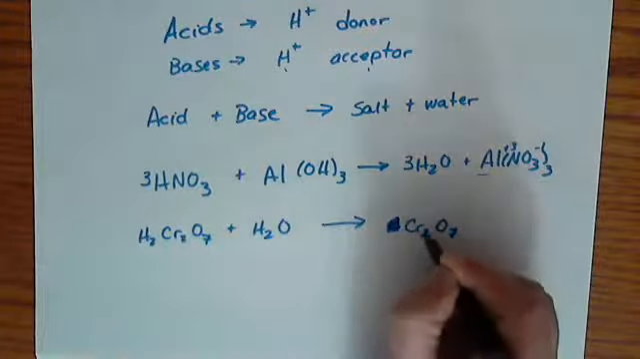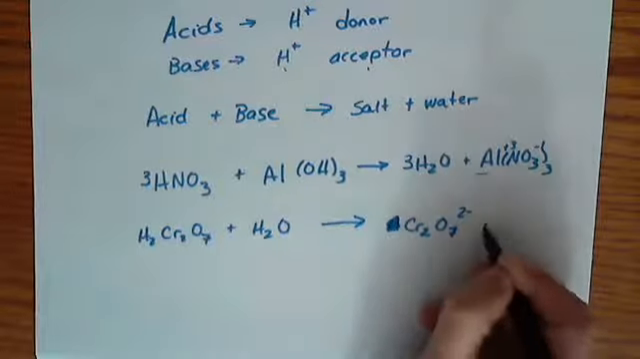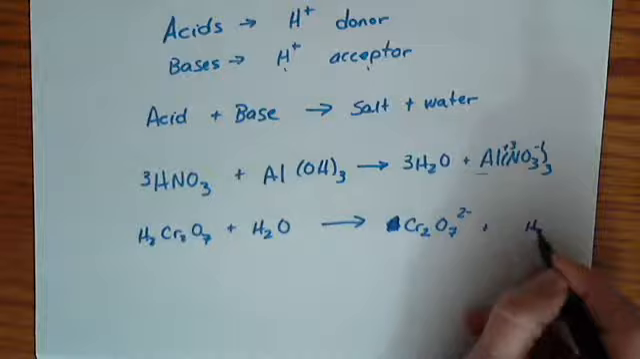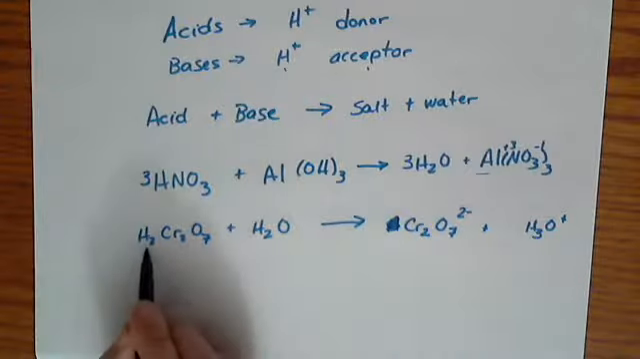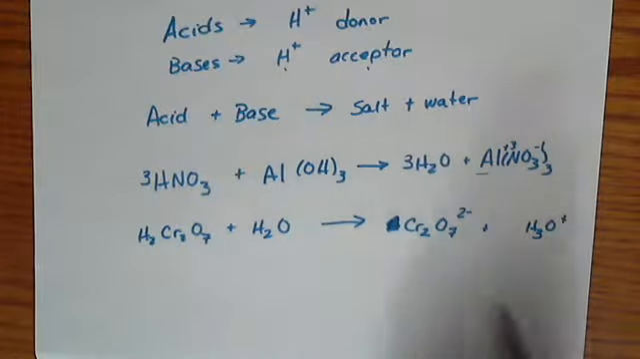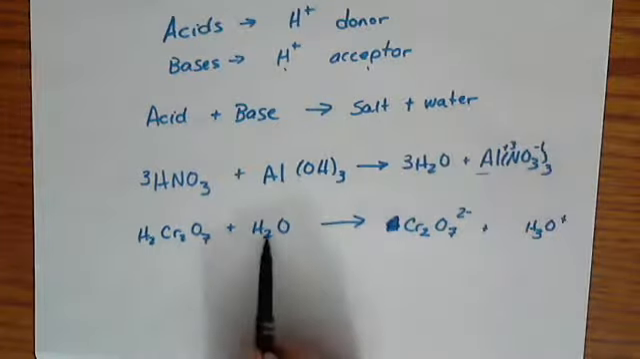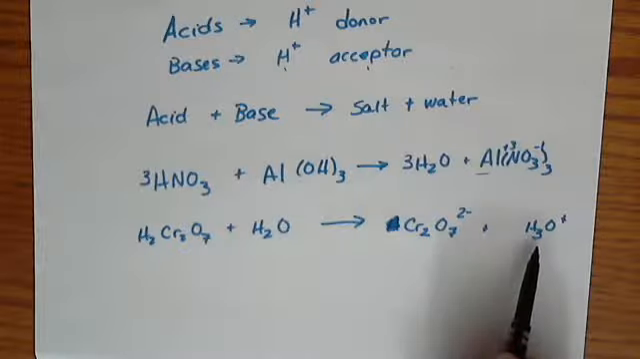So this is going to be a Cr2O7 2 minus plus H3O plus. Water will be our base because it accepts that proton. And we need to balance it again. I've got 4 hydrogens on this side. I have 3 on this side. What else is going on?